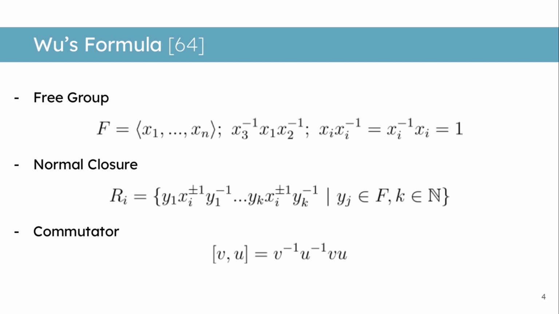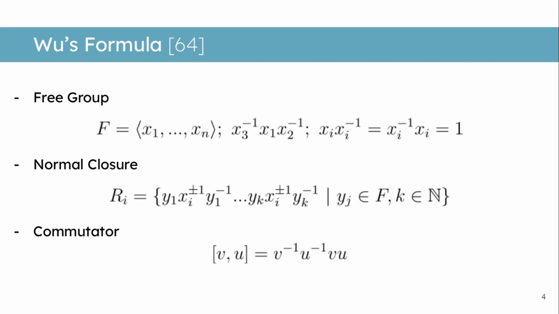The key object we're working with is the free group. It is a group of all possible words over the set of generators x1, ..., xn, and their inverses, with only the rule that xi multiplied by xi inverse and vice versa is identity. Next object is the normal closure of the generator. Basically, it's the subgroup of the free group consisting of words such that if we remove xi from it, then the word would collapse to the identity.